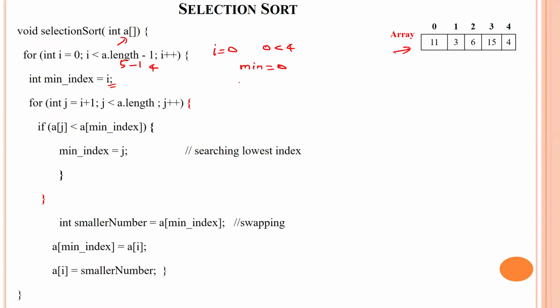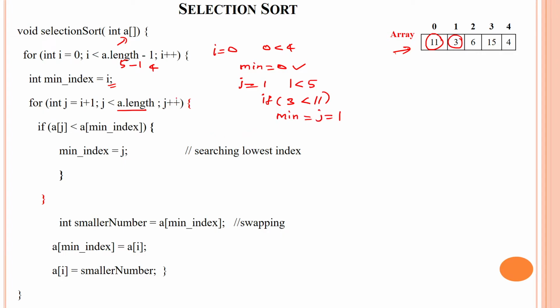Then with the minimum index we get inside the j loop. In the j loop, j starts at I plus 1, so 0 plus 1 is 1, and 1 is less than array.length, which is 5. Now we check inside the if: a of j, a of 1, is 3. Is 3 less than a of minimum index? The minimum index is 0, and a of 0 is 11. Since 3 is less than 11, the condition is true, so we update the minimum index to j, which is 1.